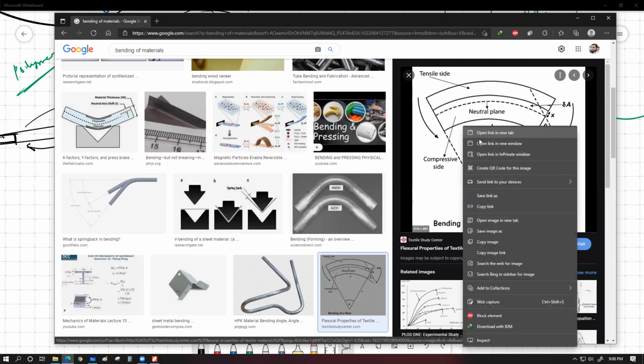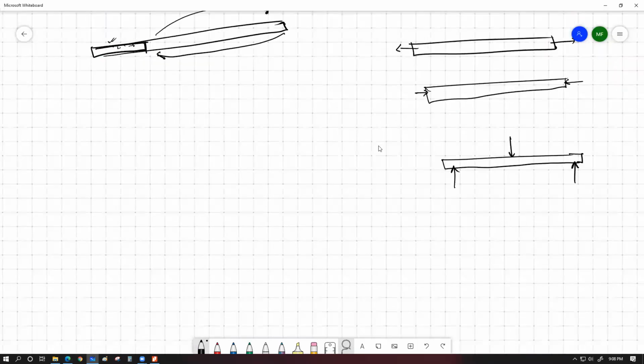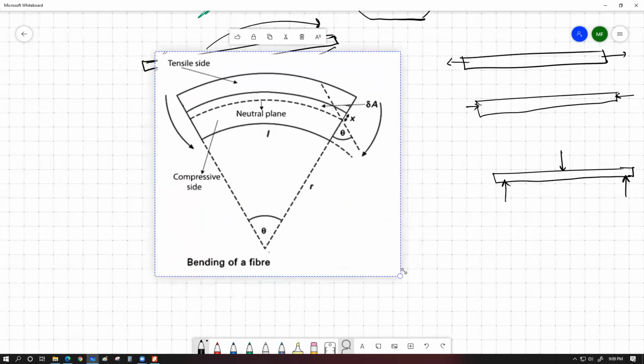This is the part. You don't need such a detailed graph for your syllabus, but the gist is here. So let me just show you what it means.